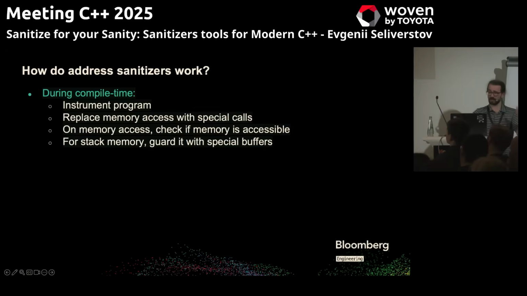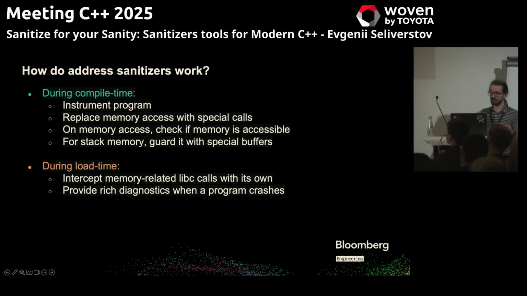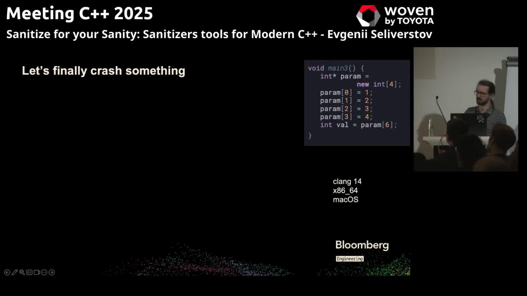So that's about how to instrument. It's during compile time. And during load time, when we launch our program on the host system, we need to intercept all calls from libc with our own calls to allocate memory, free memory, and, with thread sanitizers, to handle thread locks and all the stuff. And also we need to provide diagnostics when a program actually crashes, right? So two different steps. Let's finally crash something.